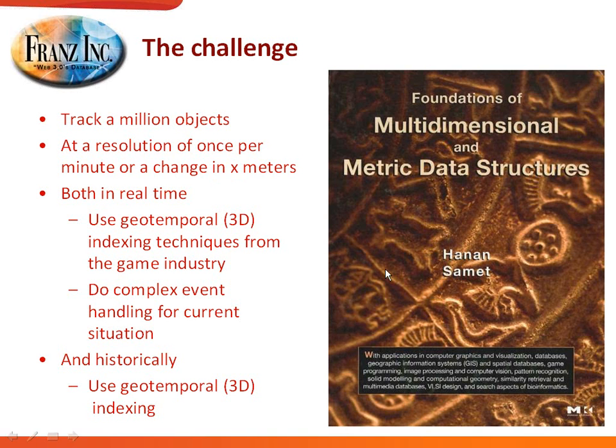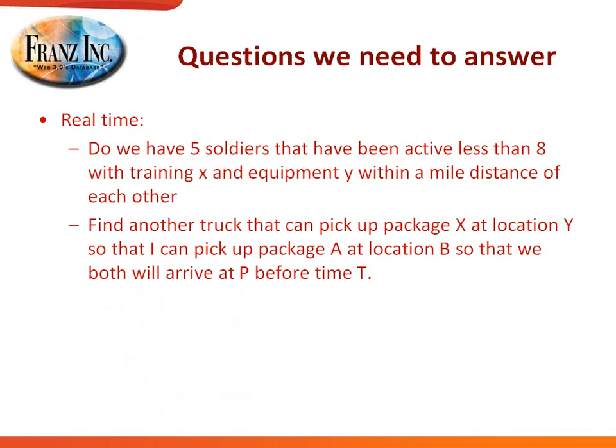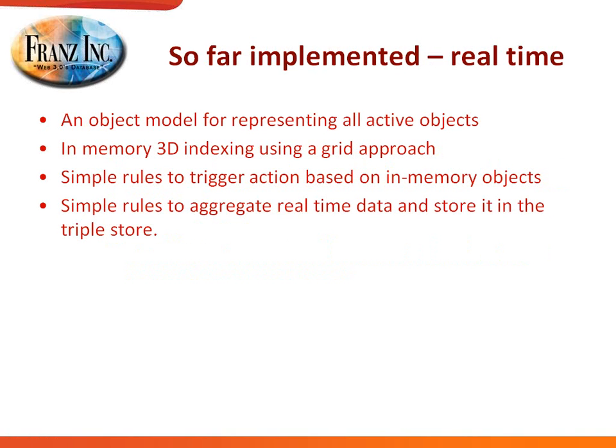By the way, for this we are very inspired by the book by Hanan Samet, one of the granddaddies of the field of multidimensional indexing. The type of questions you need to answer is, okay, so we have 5 soldiers that have been active less than 8 hours with training X and equipment Y within a mile distance of each other, or, say for a FedEx, find another truck that can pick up package X at location Y so that I can pick up package A at location B so we both will arrive at P before time T. So those are the typical hard questions you deal with when you have moving objects.